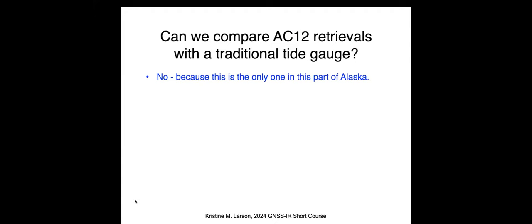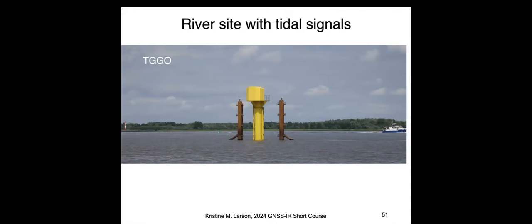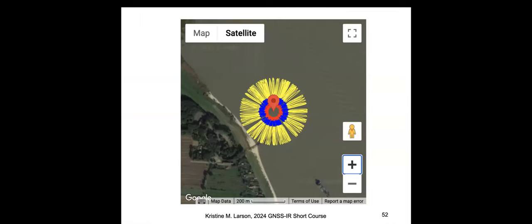So my last example, and I hope that I remember to go quickly here, is a river site, but it's a river site with tidal signals. And it's a difficult site, even though it's pretty good in terms of having a good view of the water. This is what the naive view would be in terms of the view of the water. You'd think, oh, you can see in all 360 degrees. But as Simon says, sometimes it's the details, like where is the antenna with respect to obstructions.